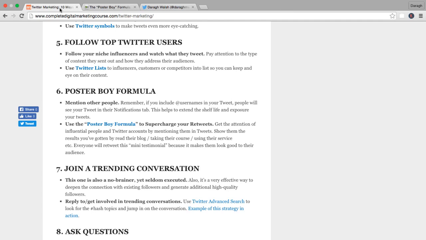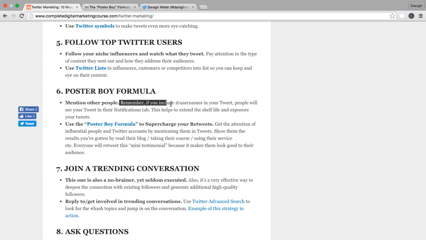But I'm showing you how to adapt this strategy to Twitter, and also exactly how you're going to use this strategy on Twitter. Essentially, you're being a poster boy. You are giving a mini testimonial in your tweets. That's essentially what we're going to do. Now, let me explain. What we're talking about here is really mentioning other people in tweets.